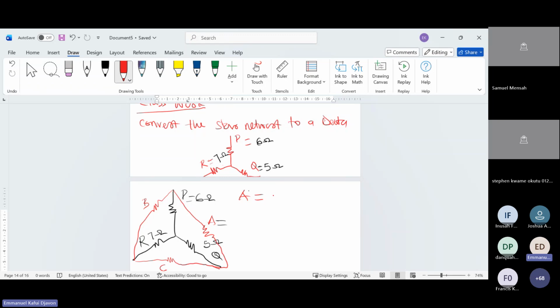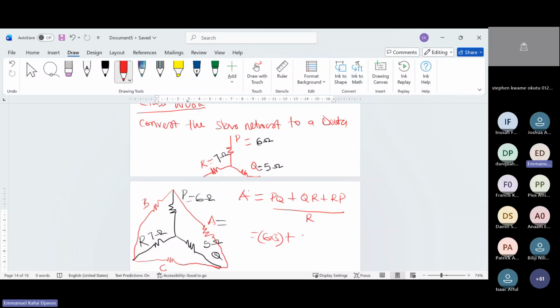So PQ plus QR plus RP, all over R. That will give us what? 6 times 5 plus 6 times 7 plus 7 times... That should be, it's supposed to be 5 times 7 instead, for the QR.